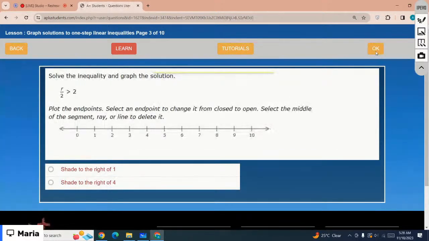Solve the inequality and graph the solution. So which is the correct option? The correct option is shade to the right of 1. Option number 1 is the correct option.